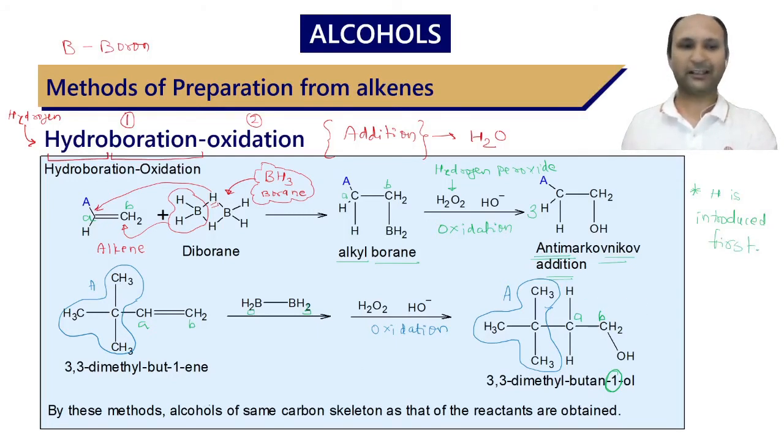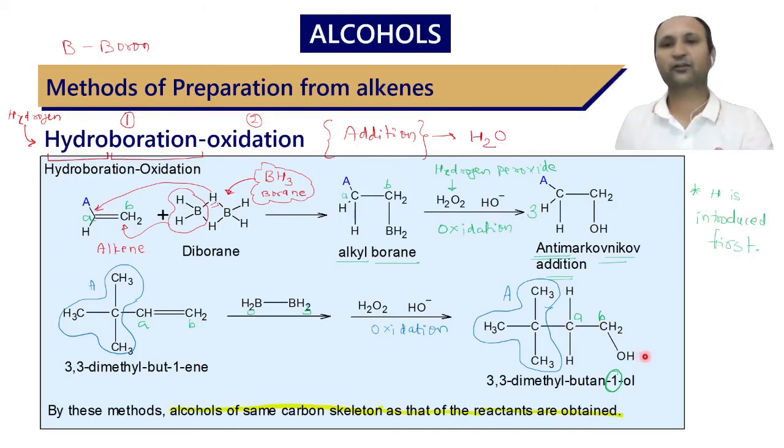but there is again a common thing, and that is that in both these methods, alcohols of the same carbon skeleton as that of the reactants are obtained. Now what do we mean by that? Let us count the number of carbons in this 3,3-dimethylbutene. So this is 1, this is 2, this is 3, this is 4, this is 5, and this is 6. So the reactant contains 6 carbons, and the product as well, 1, 2, 3, 4, 5, 6, contains 6 carbons. This is in contrast to the reactions of Grignard reagent, in which we will get a different product.